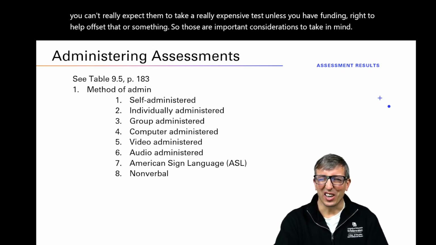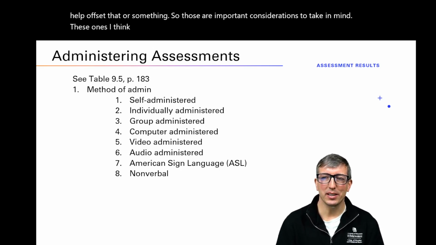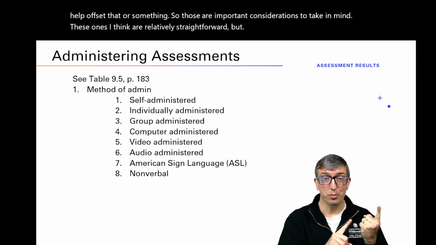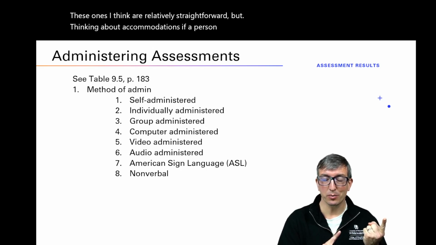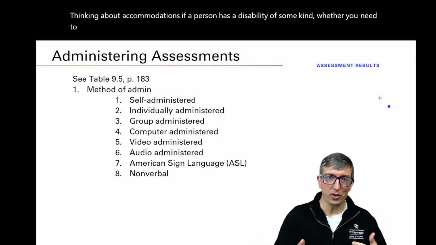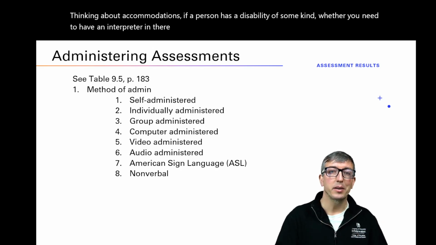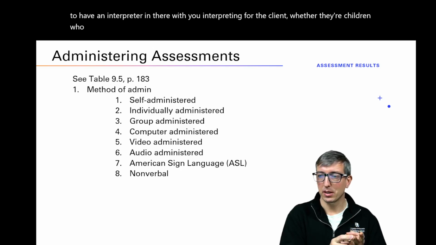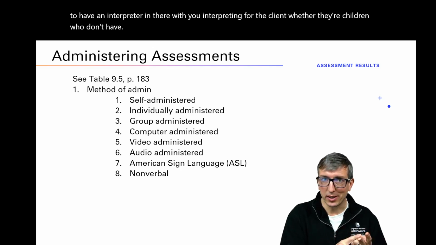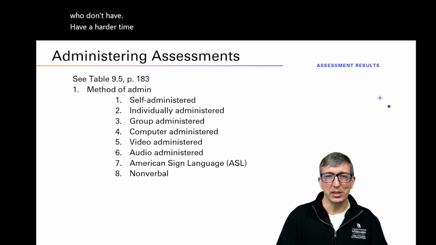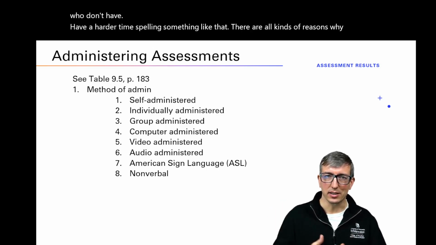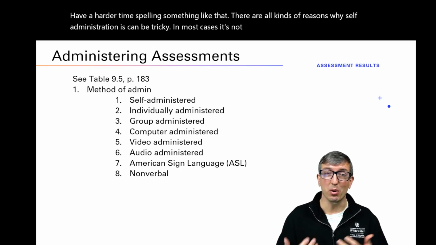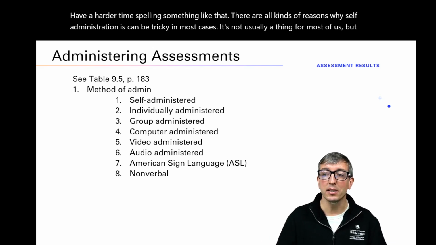These ones I think are relatively straightforward, but thinking about accommodations if a person has a disability of some kind, whether you need to have an interpreter in there with you, interpreting for the client, whether they're children who have a harder time spelling, something like that. There are all kinds of reasons why self administration can be tricky. In most cases, it's not usually a thing for most of us, but it's something to keep in mind.